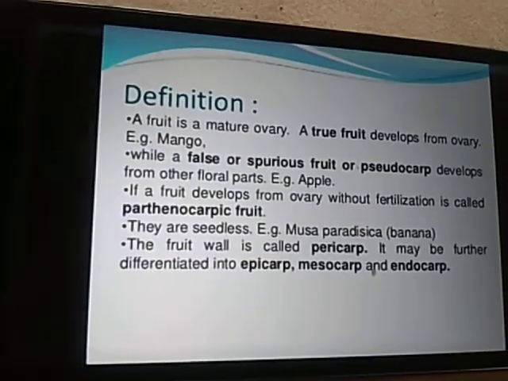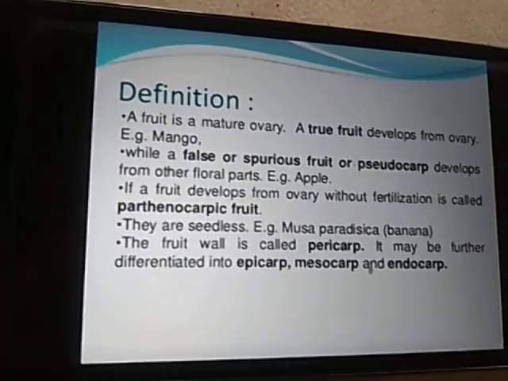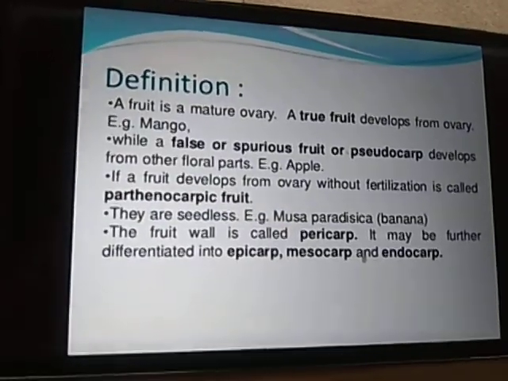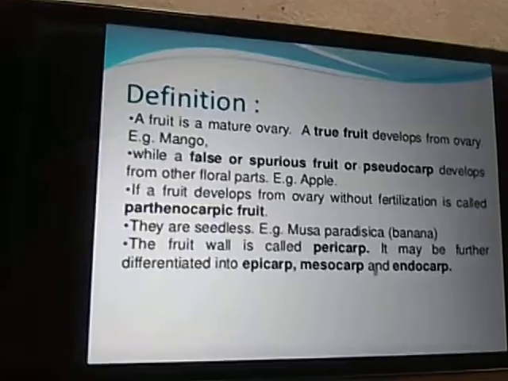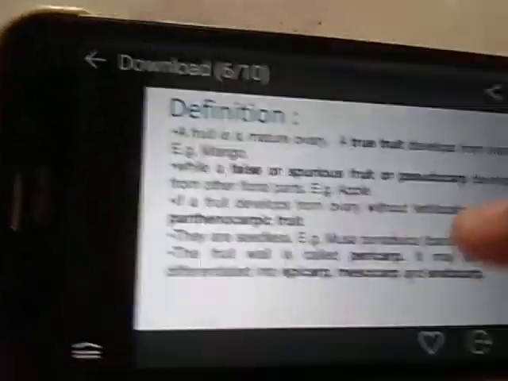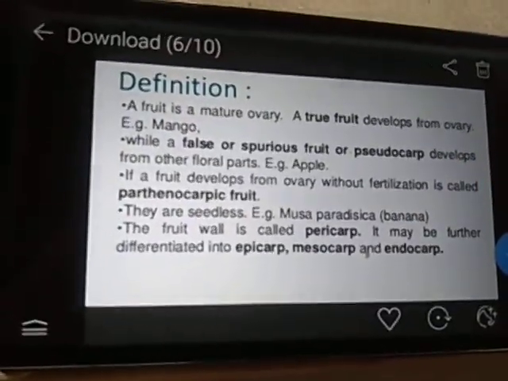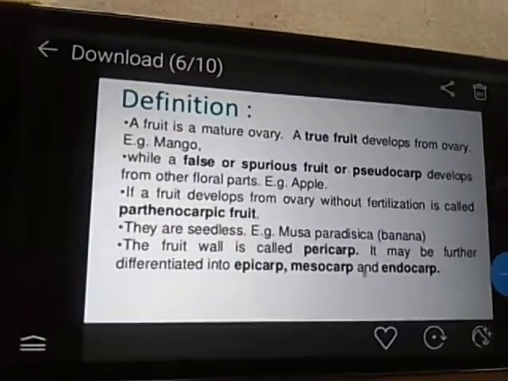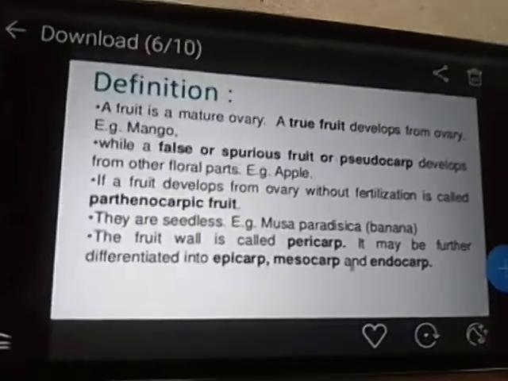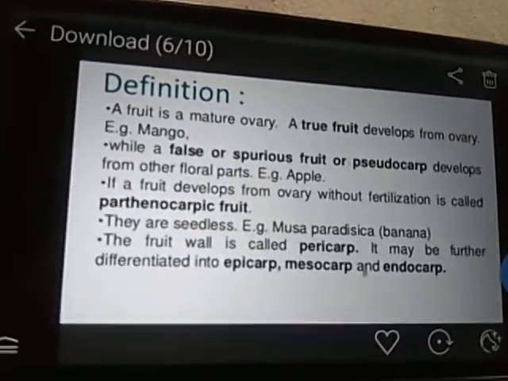Musa paradisiaca, that is called banana. The fruit wall is called pericarp, that you have seen. It may be further divided into epicarp, mesocarp and endocarp. So in the fruit wall there are three coverings: epicarp, the outer covering; mesocarp, the middle covering, middle portion; and endocarp, that is the innermost portion of the ovary wall.